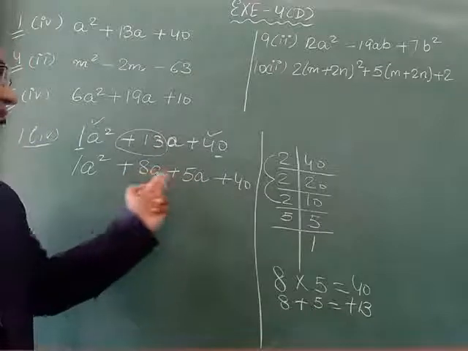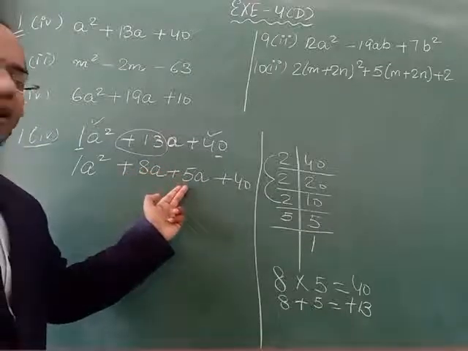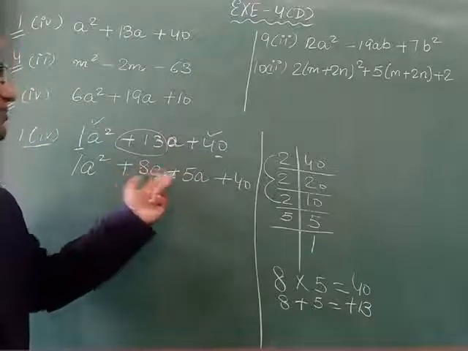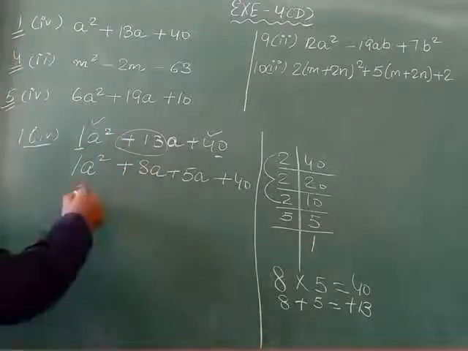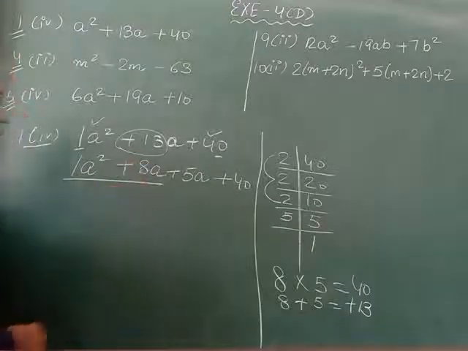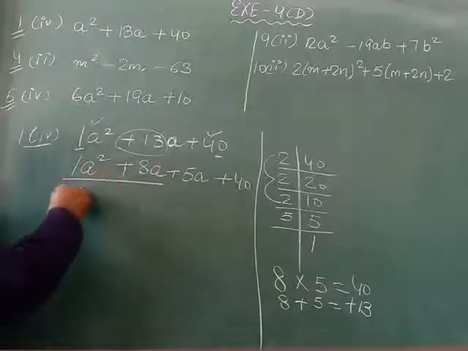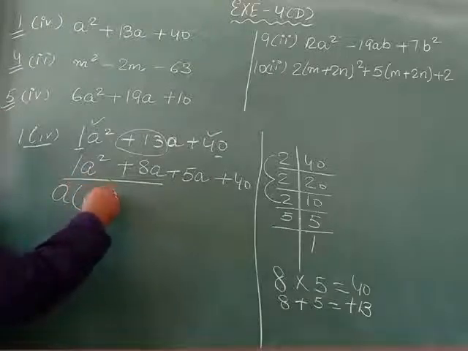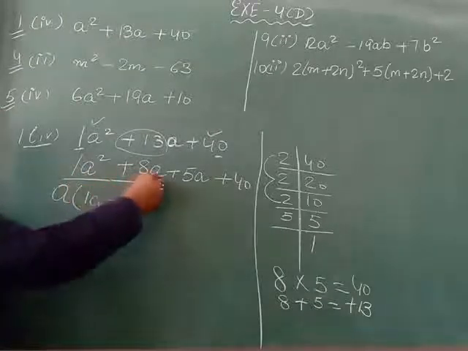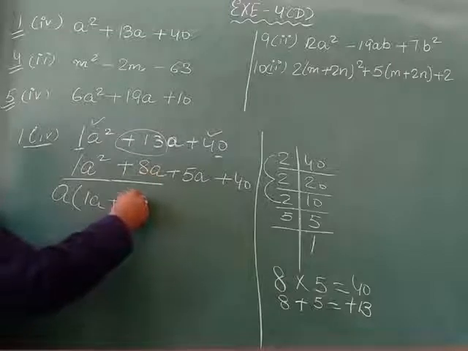If we find the product of these two, 8 multiplied by 5, we will get 40, and when we add these two, we will get 13. Now out of these two we will take a common. After taking a common, the remaining term is 1a, plus after taking a common we will get a here.